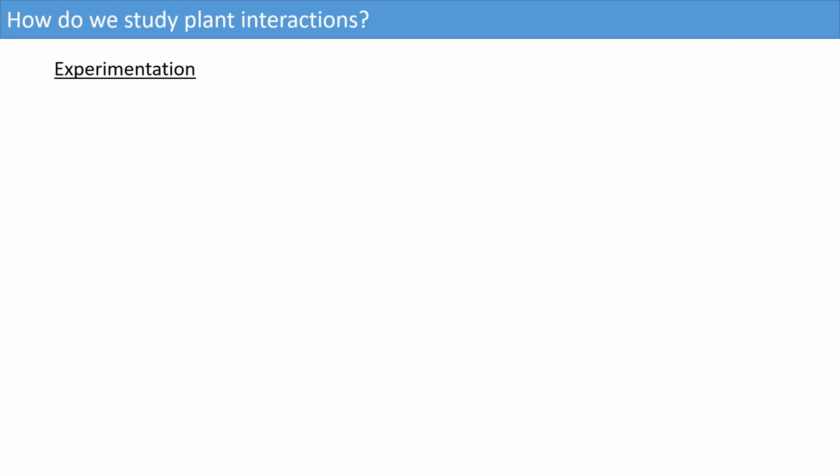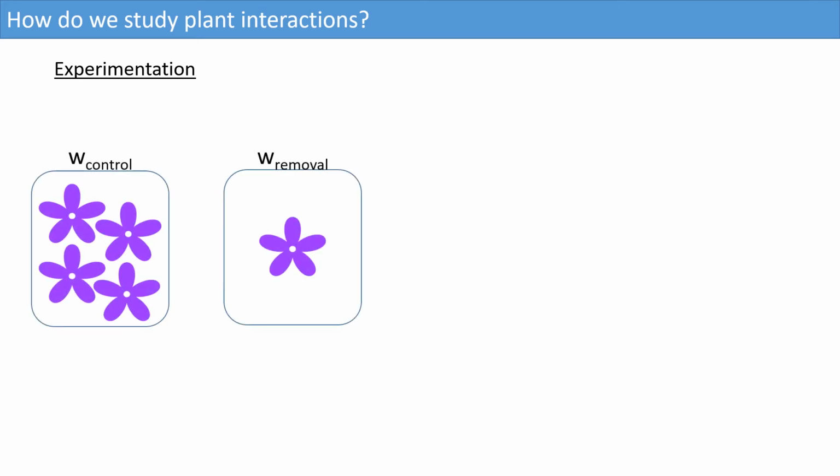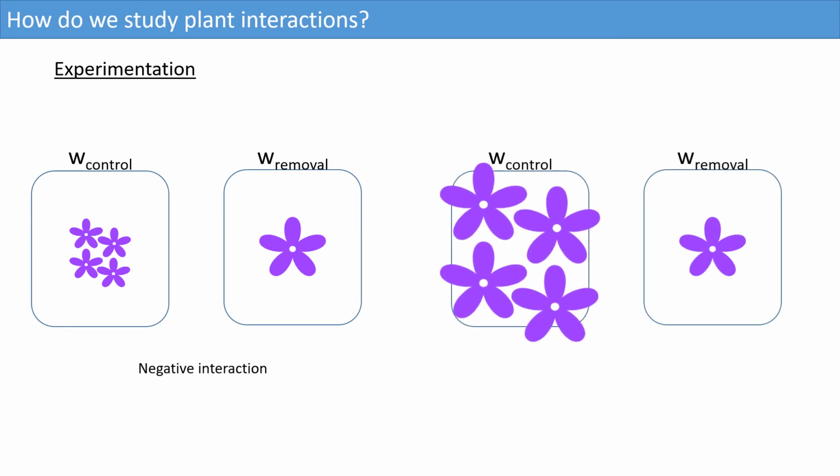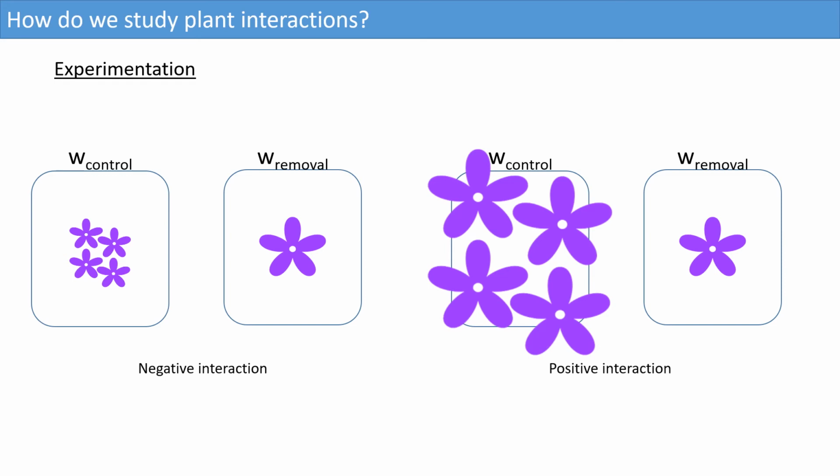Another way to study plant interactions is through experimentation. We already saw some examples about how this is done. For instance, you can have these controlled removal experiments where you compare what happens with the plants when they grow at their natural population density, versus what happens when they grow individually or with reduced density. And if populations at higher density are smaller, have reduced fitness, then we know that there are negative interactions between the individuals of this population. And if their fitness is increased compared to the removal experiment, then we know that we have a positive interaction.